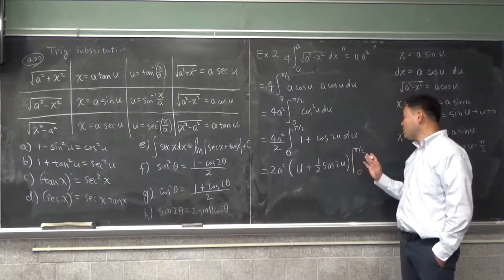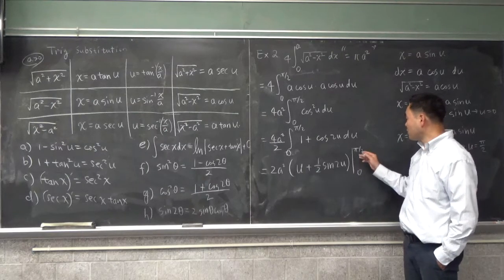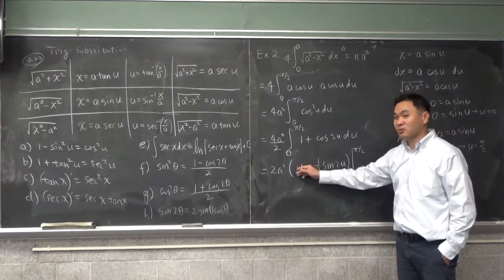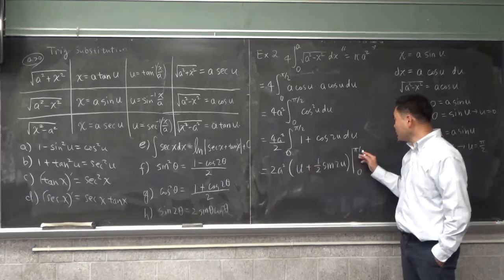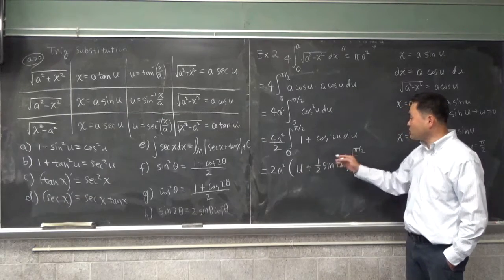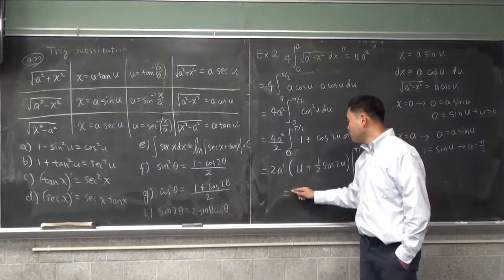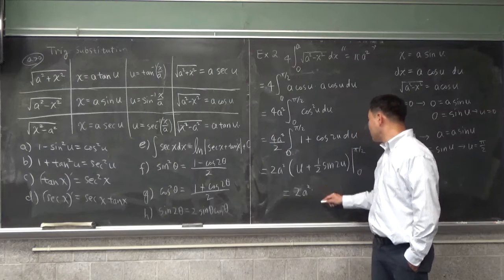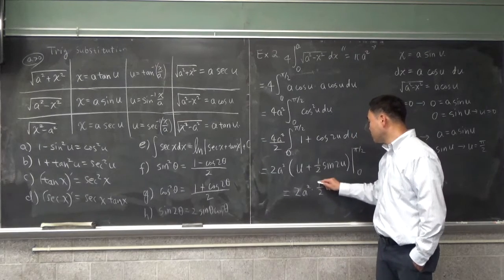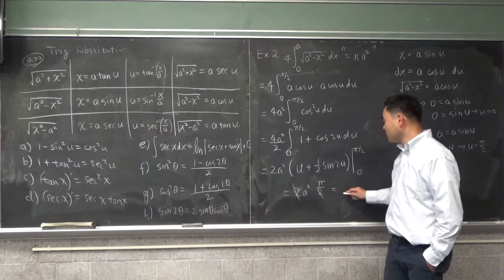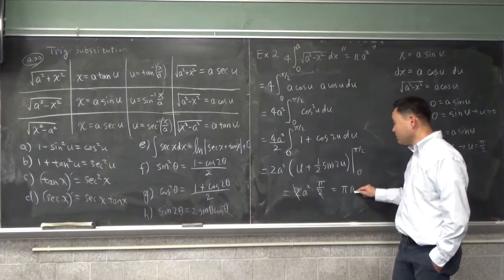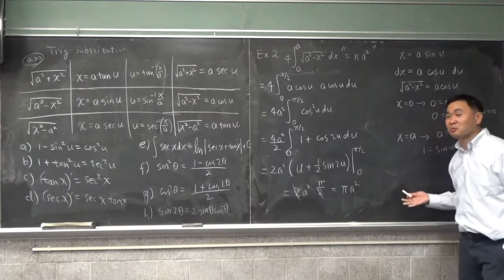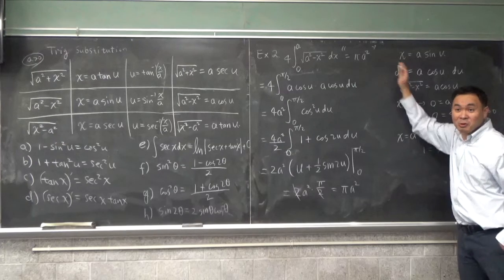And the only time it's going to give you a non-zero value is when this goes into u. When 0 goes here, it's again 0. The only time you get a non-zero value is pi over 2 going into u, which gives you 2a squared times pi over 2. 2 cancels, and you get pi a squared, which is what we wanted to know. That was exactly what we wanted.